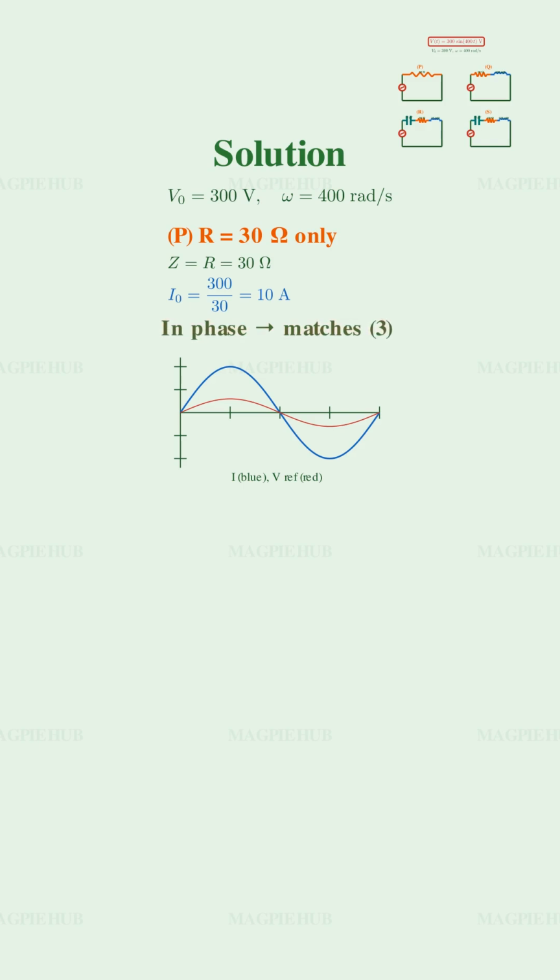For configuration P, R equals 30 ohms, resistor only. Impedance Z equals R equals 30 ohms. Peak current I0 equals 300 over 30 equals 10 amperes. Current is in phase with voltage. This gives amplitude 10 A and 0 phase shift, which matches waveform 3.